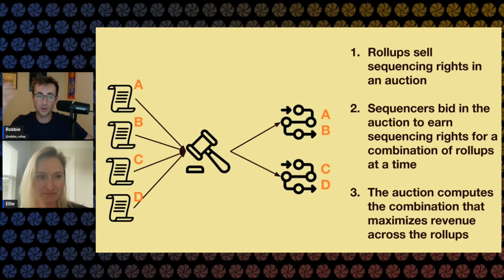Like you said, we have the reserve price, and rollups can opt in or opt out. I imagine at each rollup block, they can opt in and out. Yeah. I imagine a lot of times these rollups are going to set really high reserve prices because a lot of times they can make quite a bit of revenue on their own.